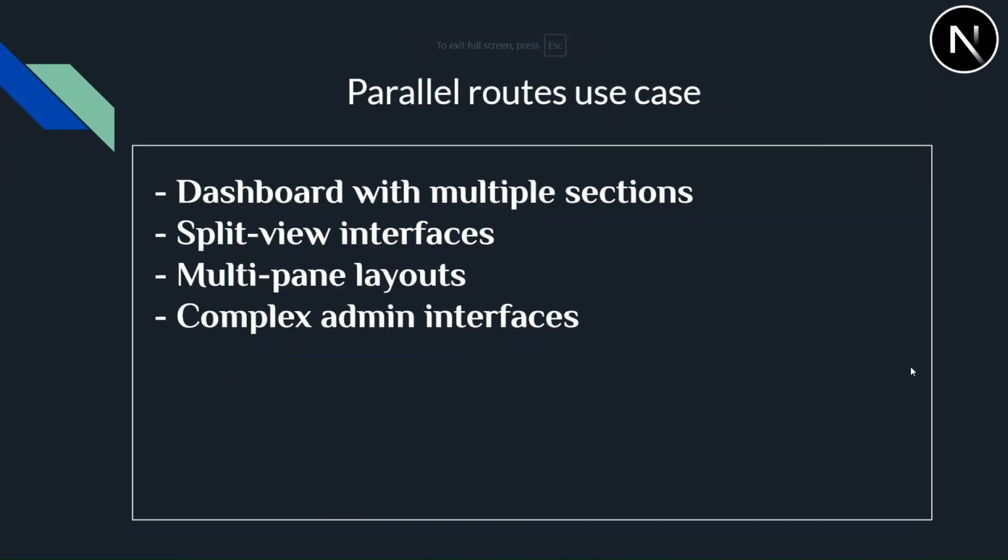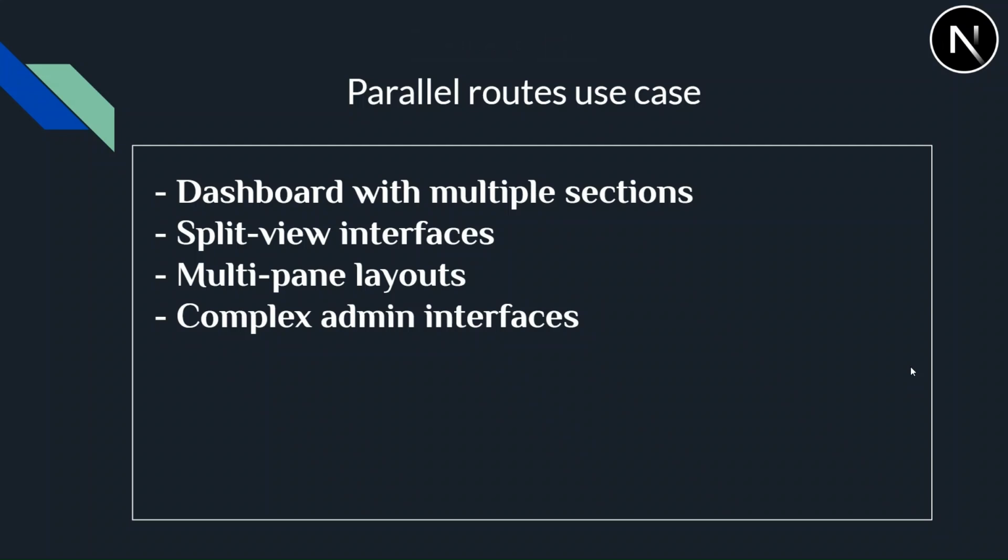So now let's understand some parallel route use cases. What are the use cases in which the parallel route will be used in a Next.js application? First of all, we already did a small example, a dashboard with multiple sections, built with the help of parallel route. Then we have the split view interfaces and multiple pane layout, in which we have different layouts over multiple panes, different panes on the same page, and the complex admin interface.